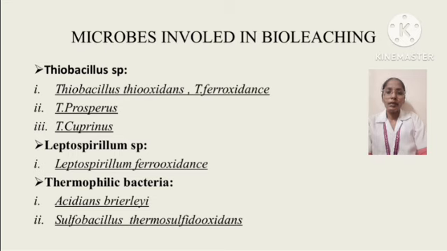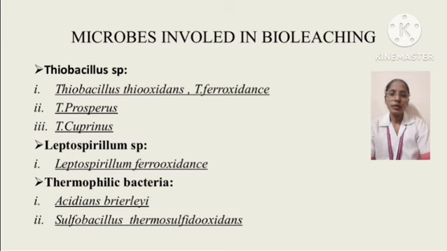Thiobacillus prosperus is a highly halotolerant species, meaning it can survive in a saline environment and is useful for bioleaching in saline conditions. Thiobacillus cuprinus is the bacterium involved in copper bioleaching and is tolerant of high copper concentration.